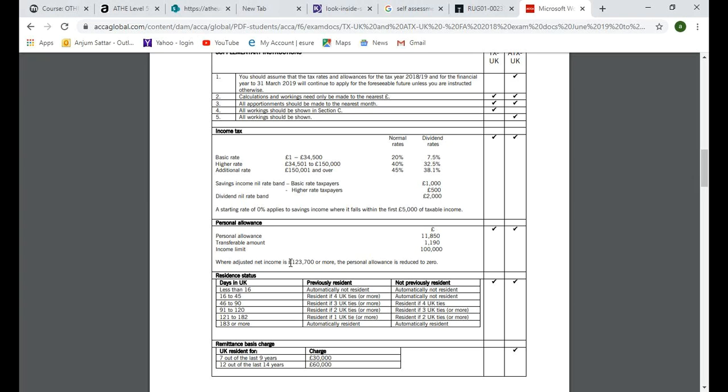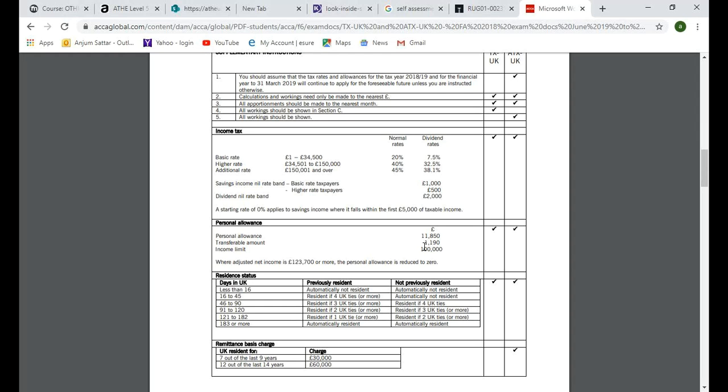The income limit, of course, is £100,000 for claiming the personal allowance. If your income is more than £100,000, you can't claim it, so you have to pay tax on all your income. Some people stay under this bracket, because if they move to the next bracket, they can't claim the personal allowance. Any questions there?